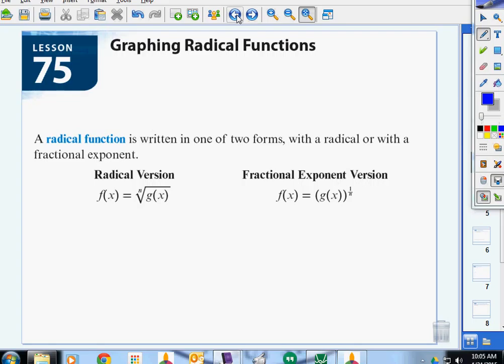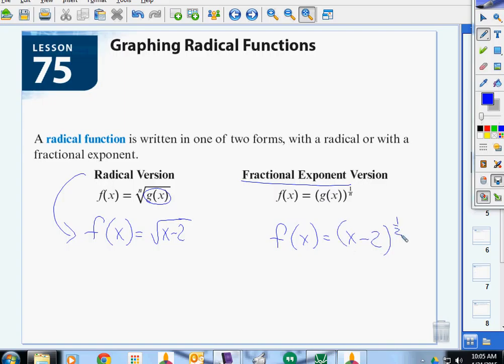Okay, so let's look at this here. I know this g of x thing is just ugly underneath there. Can you mentally imagine that it's something not so ugly, just a function like I showed you a minute ago, f of x equals the square root of x minus 2? That's not as intimidating as this g of x thing. So this is the radical version. The fractional exponent version of the very same thing looks like this: f of x equals x minus 2 to the 1/2 power.